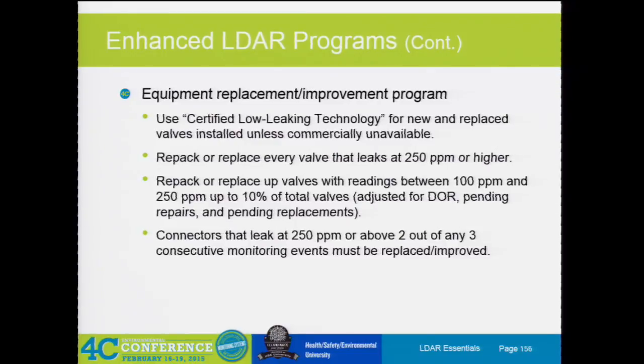Repack or replace the valves with readings between 100 and 150, up to 10% of the total valves. That's 10% of the total valves, I think, that leak at that definition. We're not talking total valve population in the whole refinery, I don't think, there. Connectors that leak at 250 or above 2 out of any 3 consecutive monitoring events must be replaced.